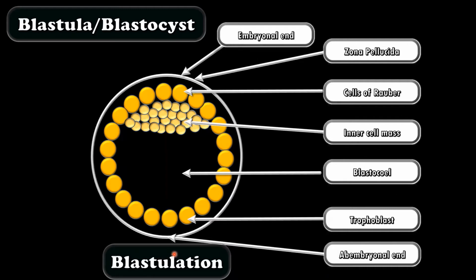This blastula is covered by a single layer of cells called trophoblast cells. Its cavity is called blastocele. Here, the cele refers to the cavity. Due to this cavity, the embryonal cells are pushed towards one side. This group of cells is called the inner cell mass. Trophoblast cells in contact with the inner cell mass are precisely called cells of Rauber.